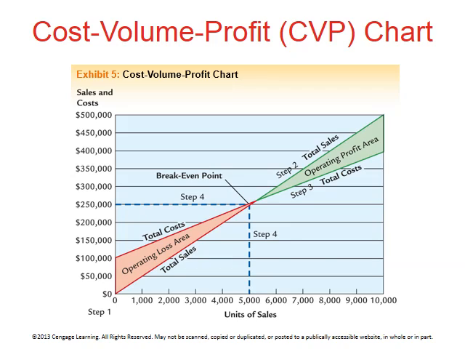You can see that in the red area, the operating loss area, the total cost line is higher than our total sales line. Then you go up a little bit farther to where it's 5,000 units and $250,000 of cost. That's our break-even point, so cost equals sales. And then anything above 5,000 units of sales, that's our operating profit area, where total sales are greater than total costs.